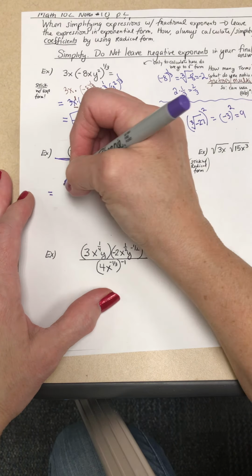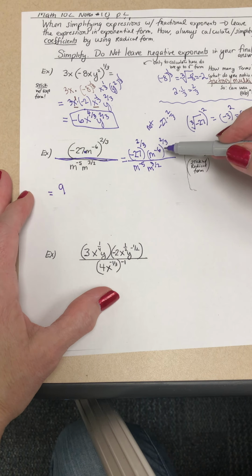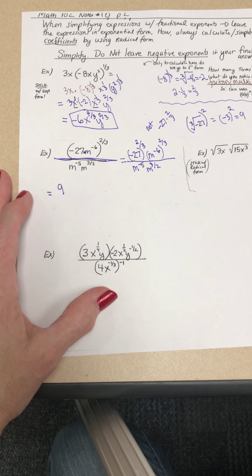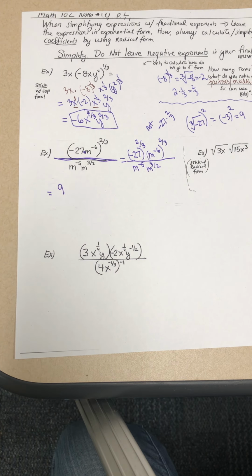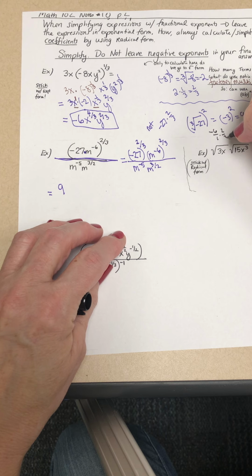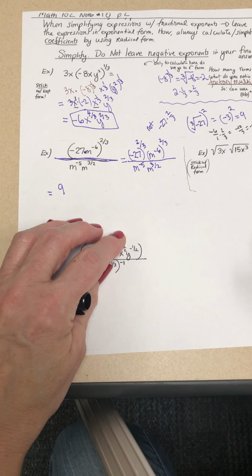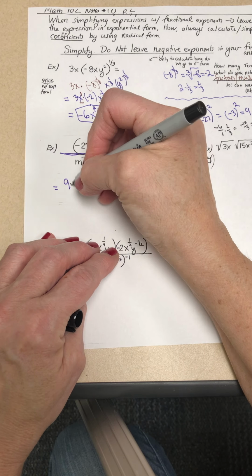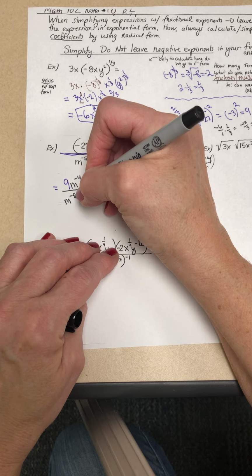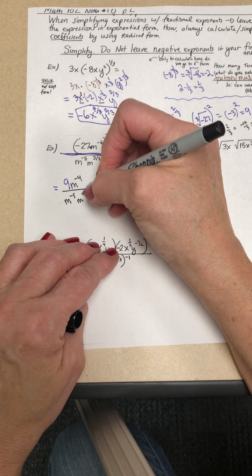So what I have is 9 times. Now this is power to a power. That is multiply the exponents. So, you know, that's negative 6/1 times 2/3, negative 12/3. That's just negative 4. So that's m to the negative 4th over m to the negative 5th times m to the 3/2.